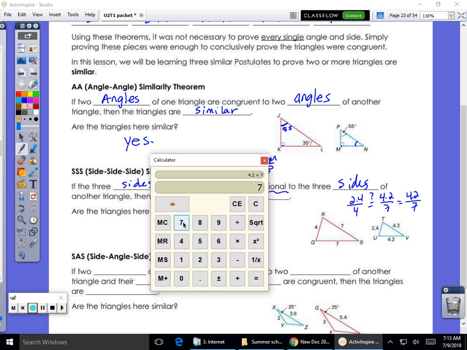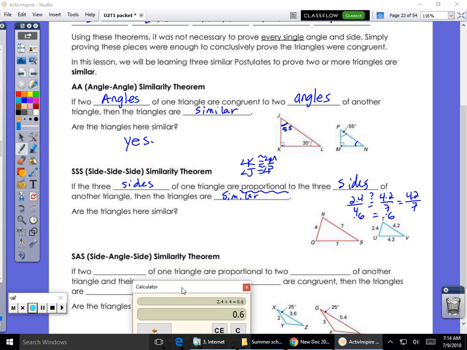4.2 divided by 7, we get 0.6, 6/10. All right, we're going to see, is that equal to 2.4 divided by 4? 0.6. All right, so we have shown that the sides are proportional. This is small over large, so this is 6/10 the size of that. If we multiply by this scale factor, 6/10, we will get from here to there. All right, so yes, they are similar.